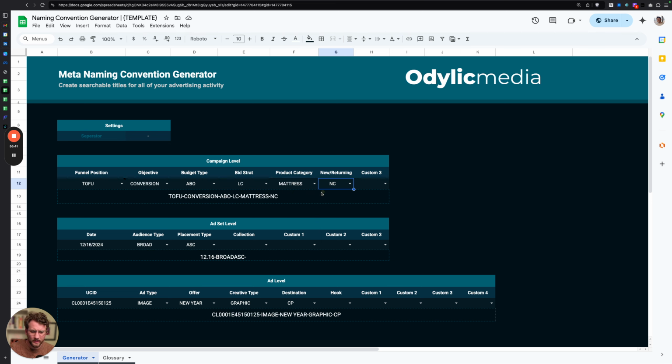Product category, this is great because we want to have single SKU campaigns. So we can have a mattress campaign with our single mattress SKU, and there we go. And then new or returning, again, almost always new for us. So very straightforward there. And then ad set, we have some other information. And then at ad level, we have our ID, whether it's an image, video, whatever, the offer, the creative type: graphic, high production, UGC, and the destination even. And for videos, a great one to add in is the hook. So you can pull into Motion or Atria your hook test and see, hey, how did our different hooks work, or how did the different bodies or call to actions work in our content?